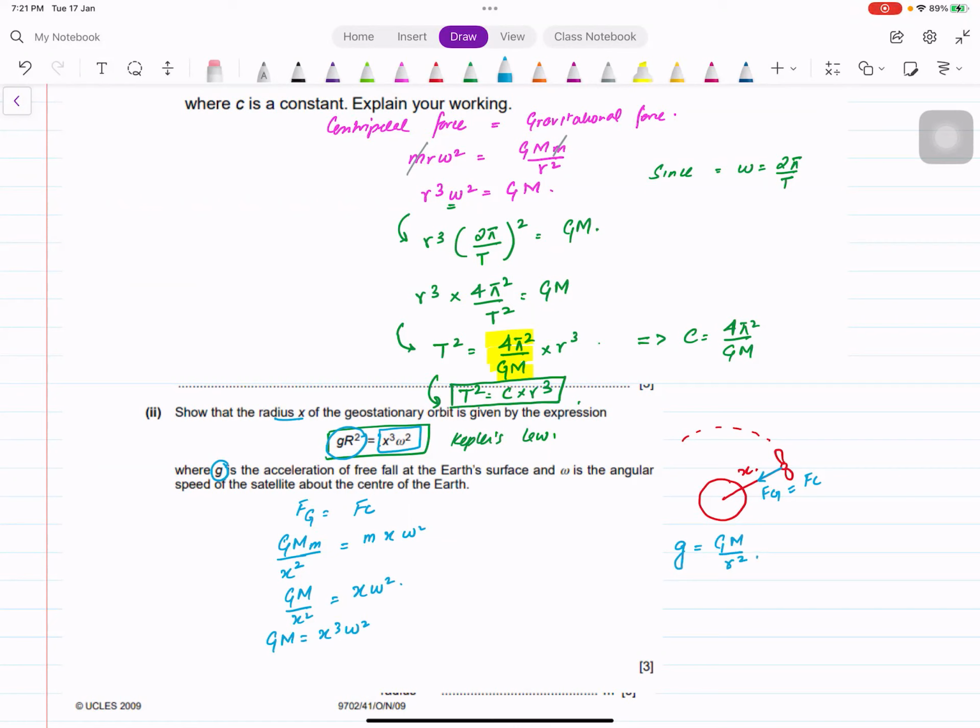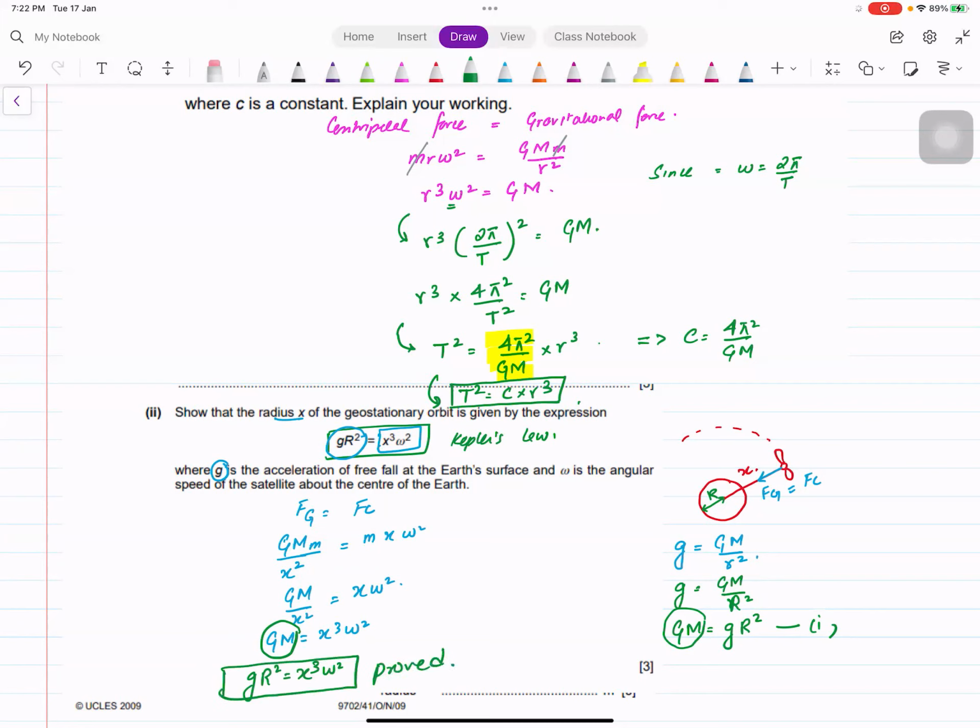If we consider that the radius of Earth is capital R, then we can write g to be GM over R squared. So can I say GM is equal to gR squared? Would you guys mind if I do that? Then I can replace this GM with this GM, and I get gR squared equals x cubed omega squared, and that's what I needed to prove.